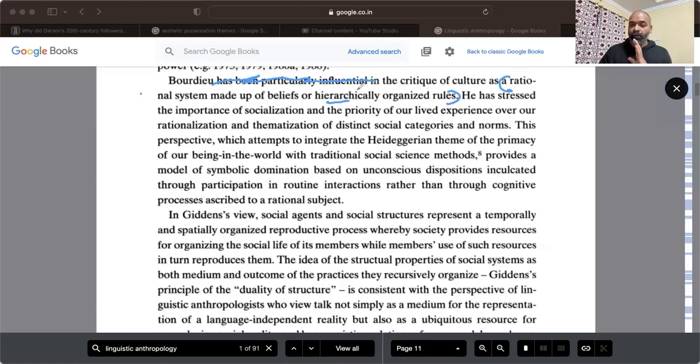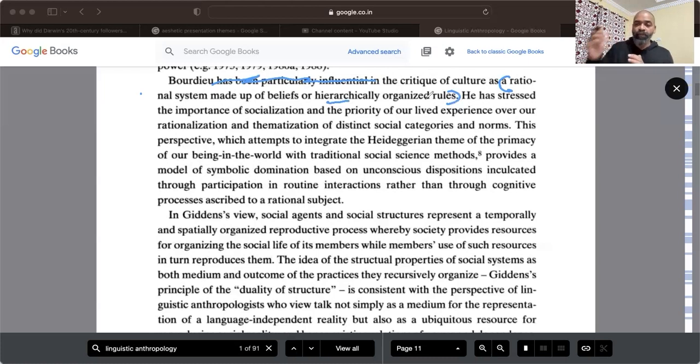That's idea number one. Okay, so Bodo has been particularly influential in the critique of culture as a rational system made up of beliefs or hierarchically organized rules. So this is, if you notice, two different ideas in one sentence, isn't it? Bodo has been particularly influential in the critique of culture, idea number one. And what is culture? Culture is a rational system made up of beliefs or hierarchically organized rules.